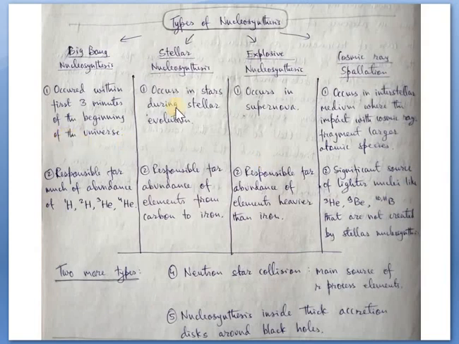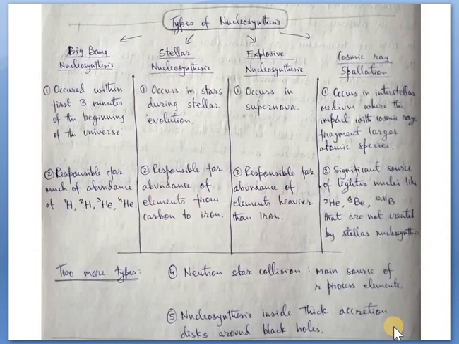Note that apart from these 4 main nucleosynthesis types, we do have 2 more types. One is the neutron star collision, which is the main source for rapid process elements, R process elements, and then the nucleosynthesis inside thick accretion disks, which happens around black holes.